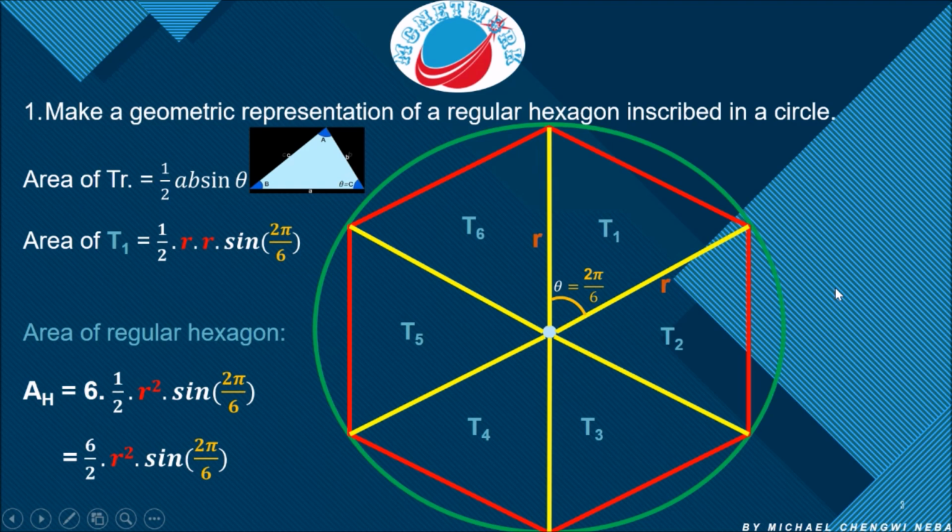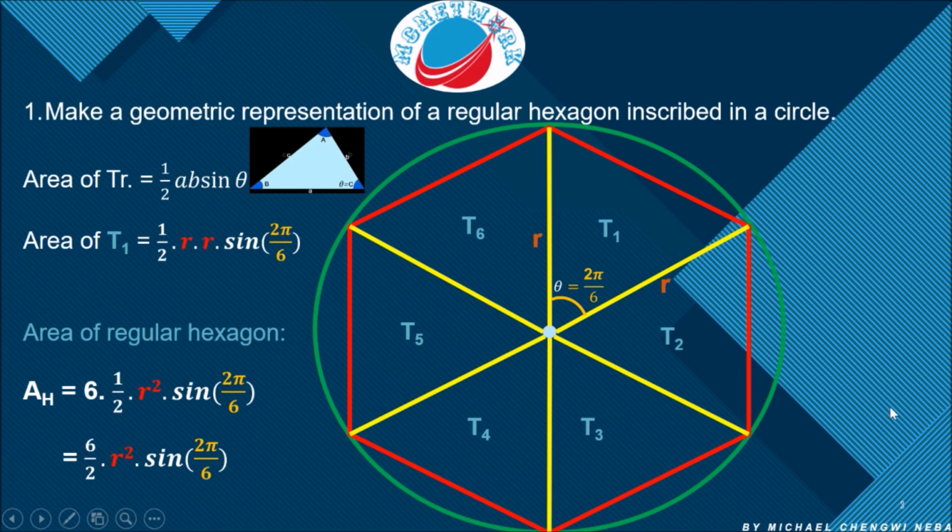So it's going to give us A sub h, or A index h, is 6 divided by 2 multiplied by r squared sine 2 pi over 6. Remember, in this case, we have only the area of the hexagon, but not the area of the circle, because we still have some spaces that are left out.